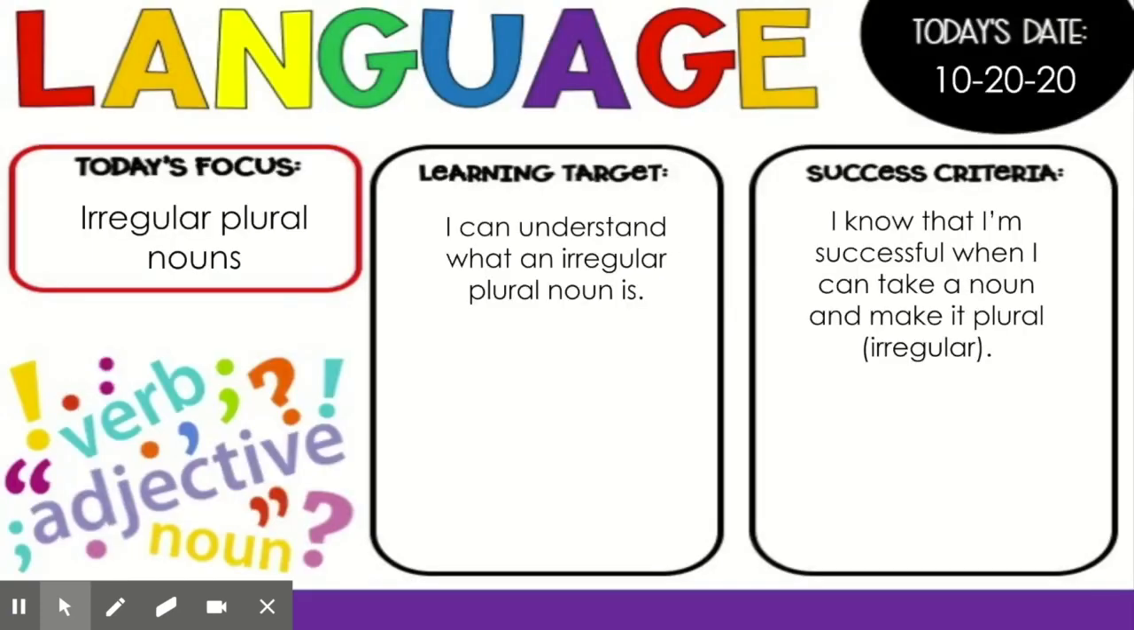Now our language focus today is irregular plural nouns. Our learning target for today is I can understand what an irregular plural noun is. You will know that you are successful when you can take a noun and make it plural. Don't forget that we are focusing on irregular plural nouns.